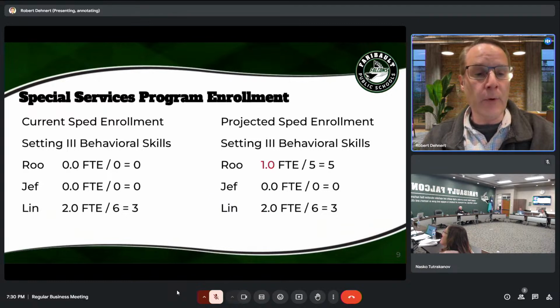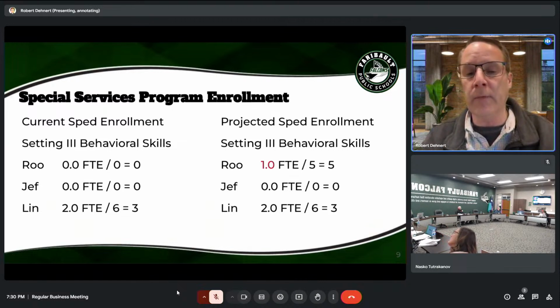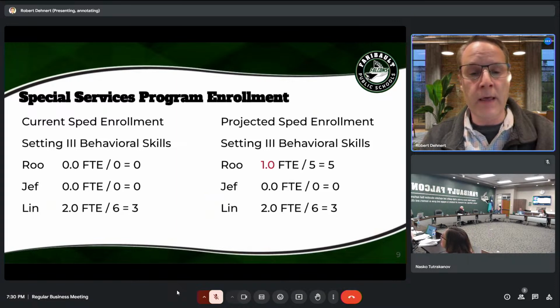As far as other programs, we also have a Setting 3 program for students with behavioral skills. Currently, those 2 classrooms are at Lincoln Elementary, and we're looking to keep those 2 classrooms at Lincoln Elementary and then repurpose one of the FTEs at Roosevelt for the kindergartners who are coming in with significant behavior concerns. But we can do that with the current staffing that we have now and don't need to add any FTE for that.